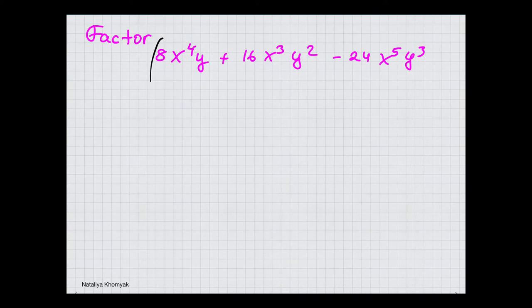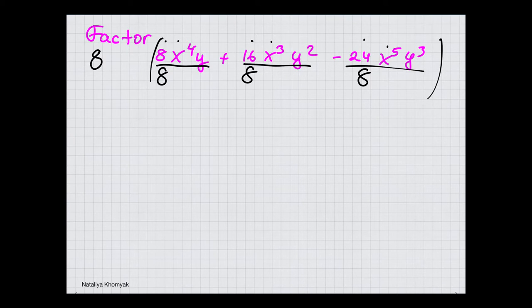Let's factor this one. We have 3 terms. 8, 16, and 24 can be divided by 8. Whatever goes in the denominators goes on the outside. We have x to the 4th, x to the 3, and x to the 5. The largest exponent of that variable you can take out is actually the smallest one. So the maximum we can take is x to the 3. x to the 3, x to the 3, all of the denominators must match.